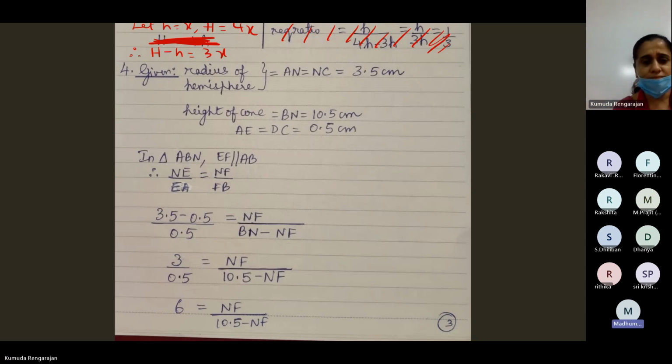Yeah, sure. Ma'am, how did 3 by 0.5 become 6? 3 divided by half is 6. Then you multiply the numerator and denominator by 10. So it will become 30 by 5, right? 30 by 5 is 6. So 3 by 0.5, multiply 3 by 10 and 0.5 by 10. That will give us 30 by 5. 30 by 5 is 6. Okay. Yes, ma'am.